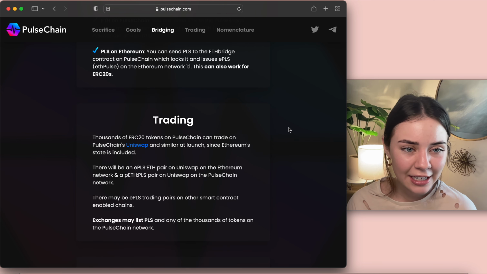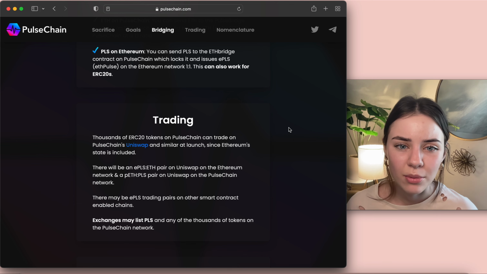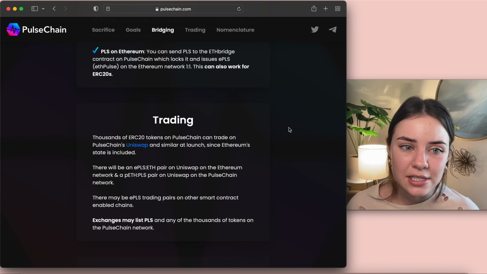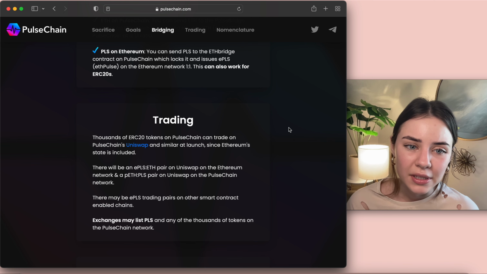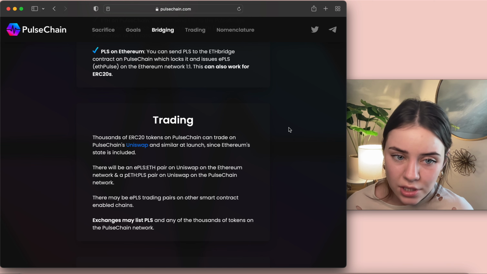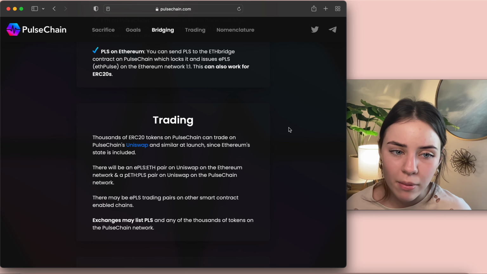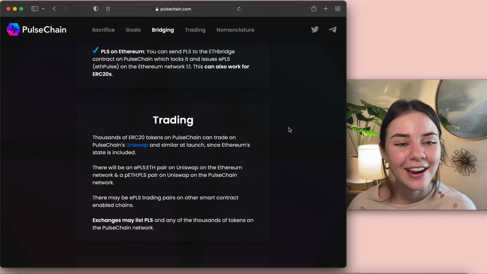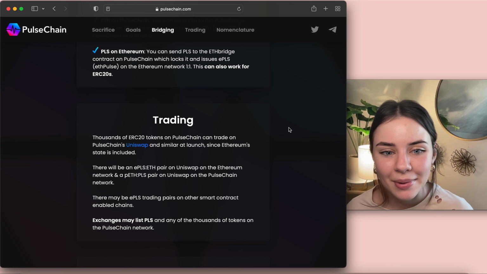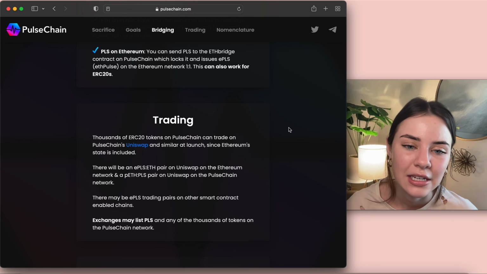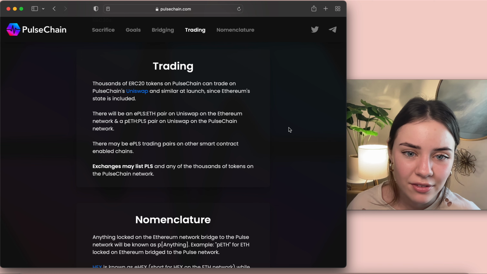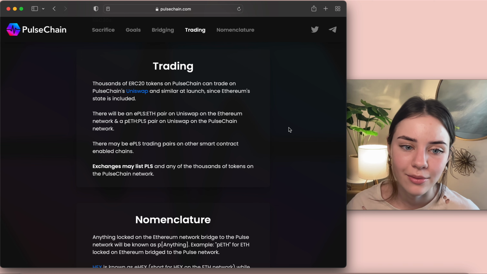And then trading. So thousands of ERC20 tokens on PulseChain can trade on PulseChain's Uniswap. And similarly at launch, since Ethereum state is included, there will be an ePulse and ETH pair on Uniswap on the Ethereum network and a PETH Pulse pair on Uniswap on the PulseChain network. There may be ePulse trading pairs on other smart contract enabled chains, and then exchanges may list Pulse and any of the thousands of tokens on the PulseChain network.